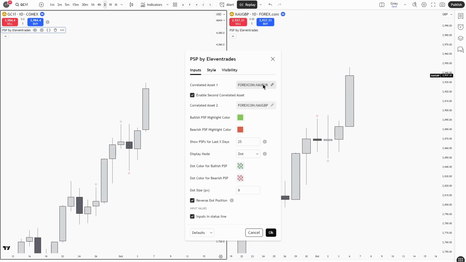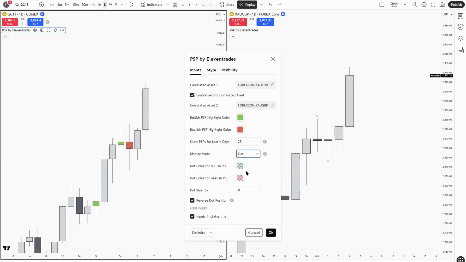So for the gold, I have selected the XAU Euro and XAU GBP. Now here is the second setting, in which you can change the display mode. You can set it to dots, which will show the dots as the PSPs, and you can set it to color, which will change the candle color. So it signifies that this is a PSP on the other asset at close bearish. This is used for that.